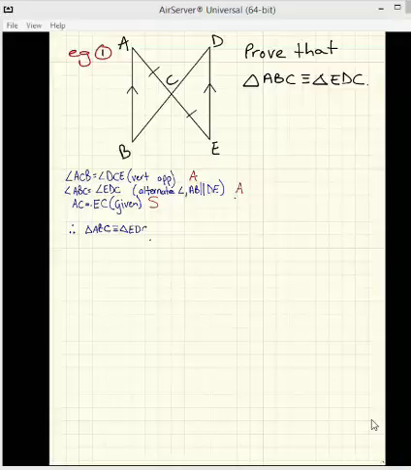But you must then state your reason. So the reason we know this is the angle, angle, side test. That's what we use those acronyms for.